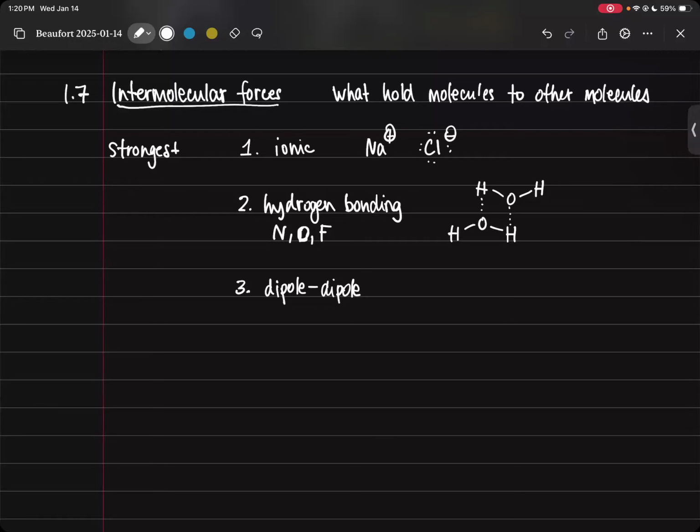Then there's dipole-dipole interactions, which are like the discount version of hydrogen bonding. So if we've got a polar molecule like hydrogen chloride, that has a dipole moment. Chlorine is more electronegative than hydrogen. The same way that we took the water molecule, flipped it, and it's sort of attaching to itself, most polar molecules do that at least to some extent as well.